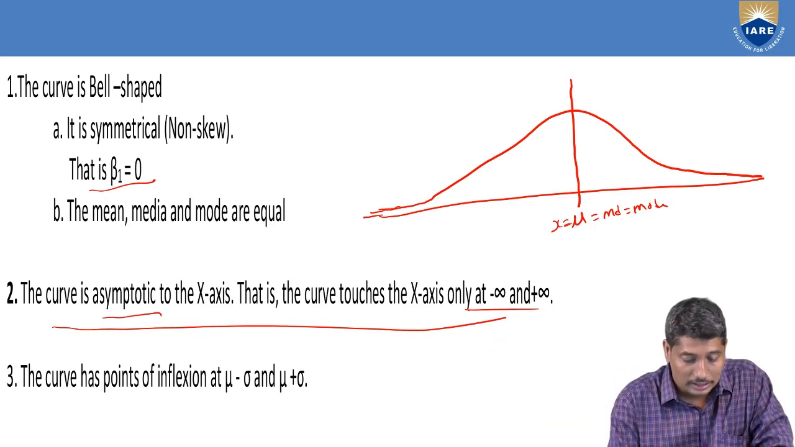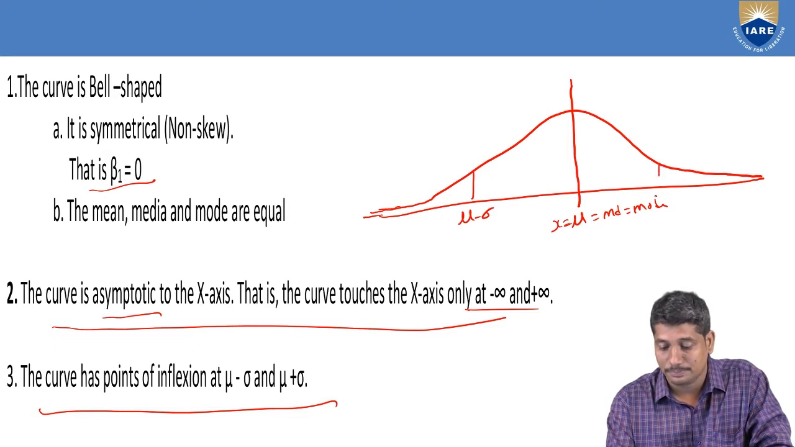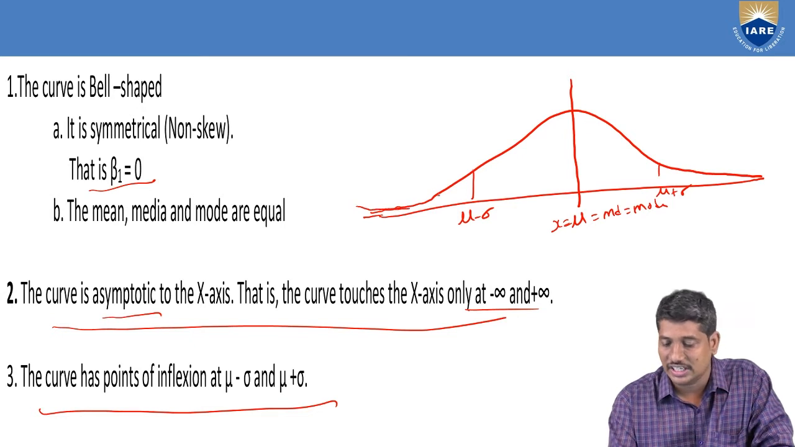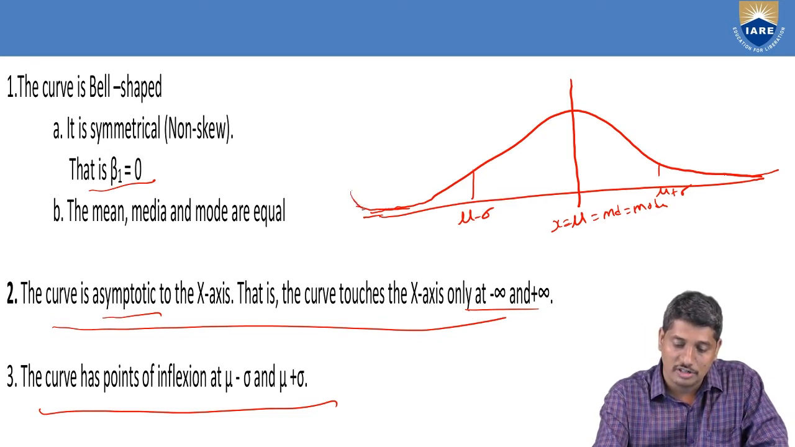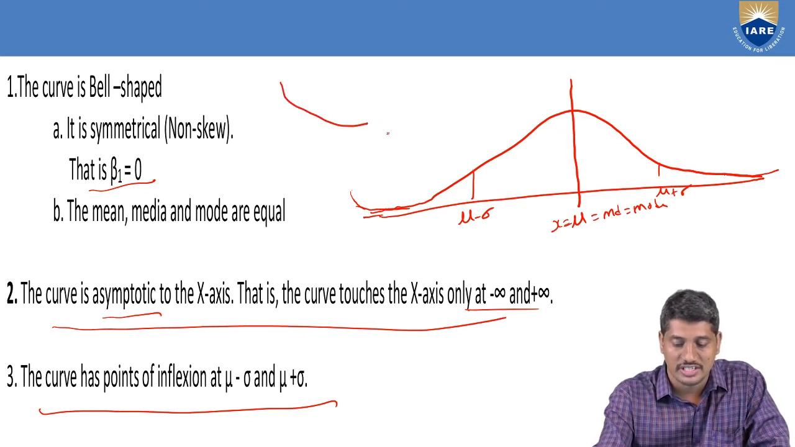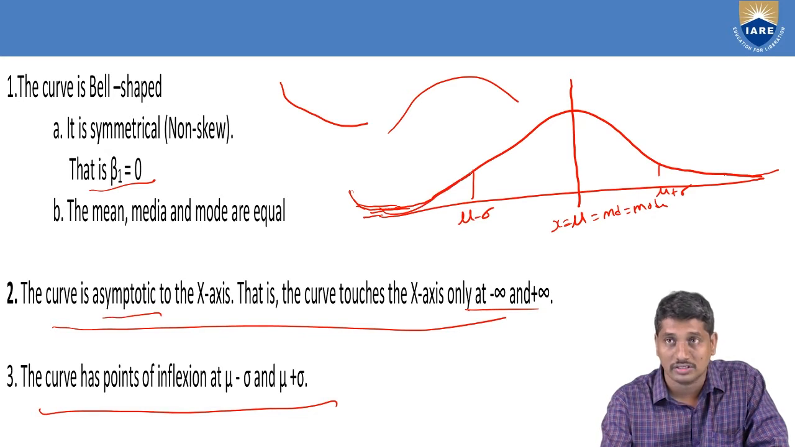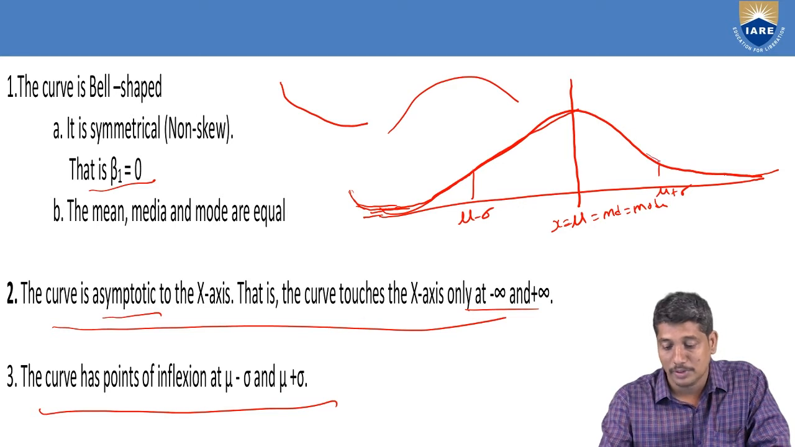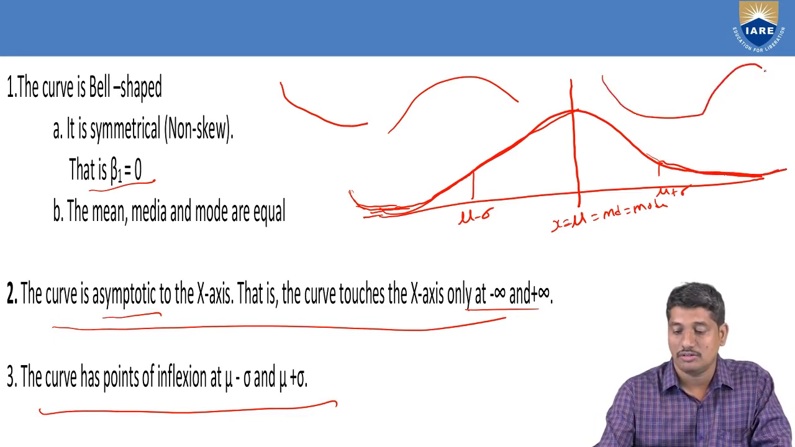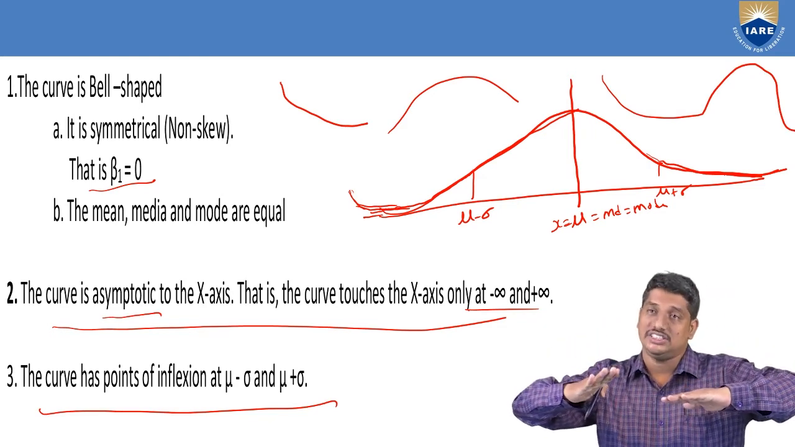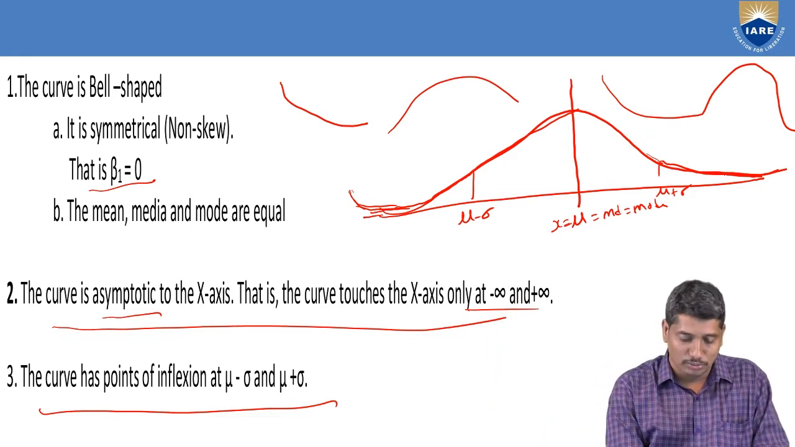And the curve has points of inflection at mu minus sigma and mu plus sigma. Let me explain it carefully. Convexity means openness, concavity means closedness. The curve is convex up to mu minus sigma, but from there onwards it becomes concave. Again, at mu plus sigma it becomes convex. That means it changes like this: convex, concave, convex. So at mu minus sigma and mu plus sigma, it changes from convexity to concavity, and again from concavity to convexity. That is what we observe.